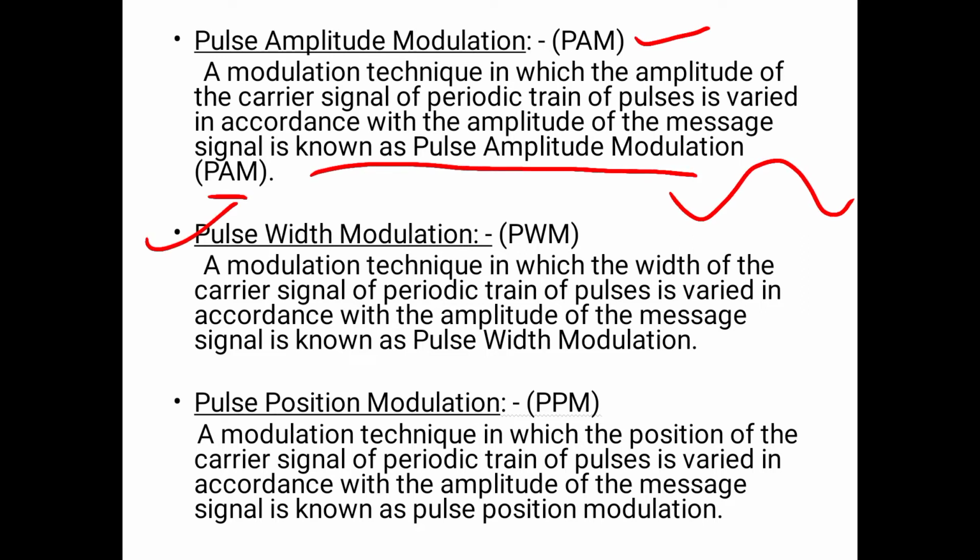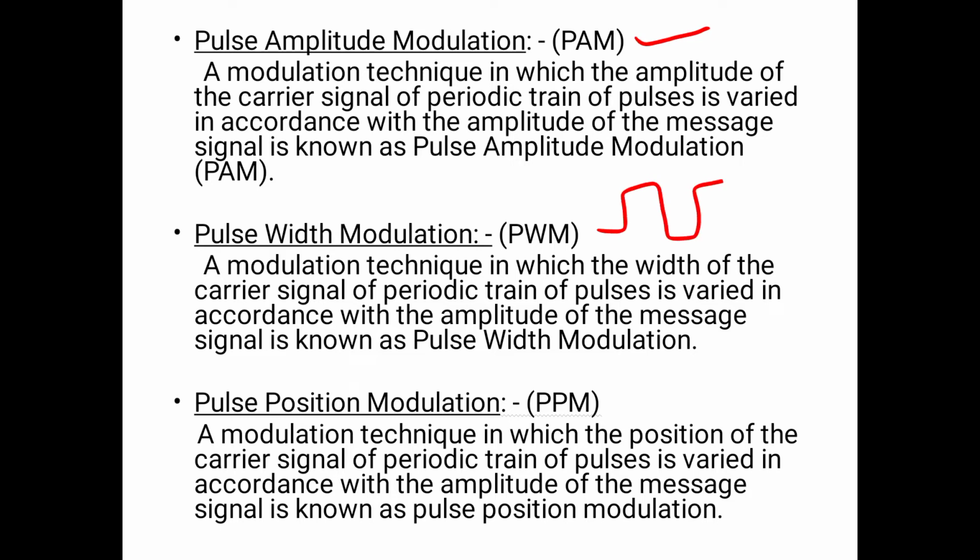Next one is pulse width modulation. Pulse width modulation is the modulation technique in which the width of the carrier signal, a periodic train of pulses, is varied in accordance with the amplitude of the message signal. In pulse width modulation, we know the carrier is a pulse train. A pulse train is like this. These are pulses like a rectangular signal. Here the width of each pulse.